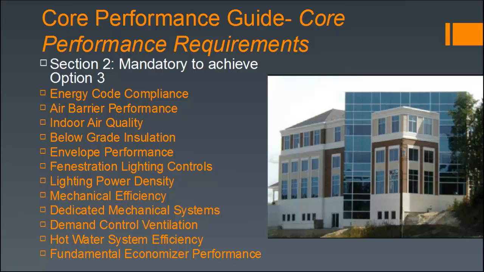Section 2 of the Core Performance Guide is energy code compliance, air barrier performance, indoor air quality, below grade insulation, envelope performance, fenestration, lighting controls, lighting power density, mechanical efficiency, dedicated mechanical systems, demand control ventilation, hot water system efficiency, and fundamental economizer performance. So once again, I'm really starting to outline those specific building systems that are going to be more energy efficient.